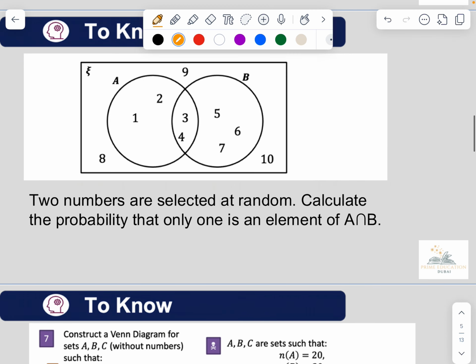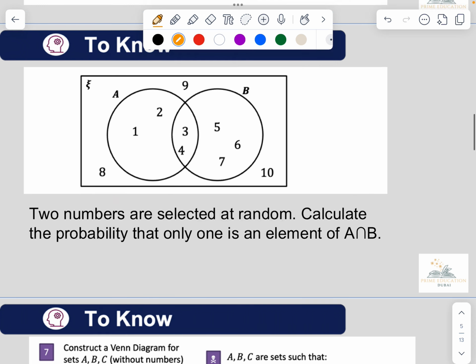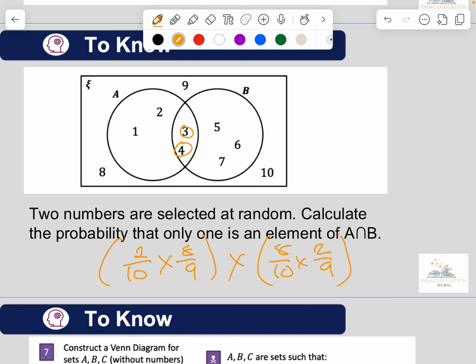Okay, right, and then last question before you can do the assess prep task. 2 numbers are selected at random. Calculate the probability that only 1 is an element of A and B. So you've got 2 in there, so that would be 2 out of 10. Then the probability of picking something else is going to be 8 out of 9. Or you could have picked 8 out of 10 first and then picked 2 out of 9 for your second. So you take those 2 things and you would multiply them together.